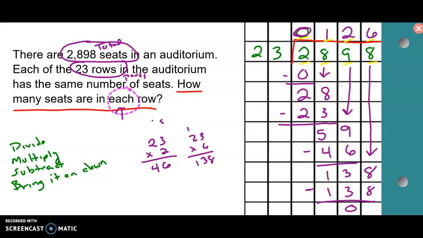So let's answer the question. How many seats are in each row? There are 126 seats in each row. Pretty easy. All right? Okay. Pause it. Make sure you got that on your paper, please.